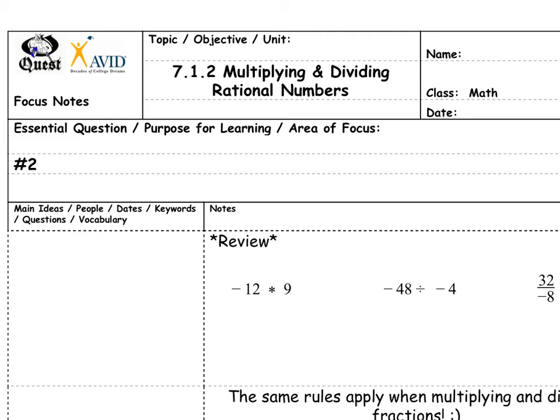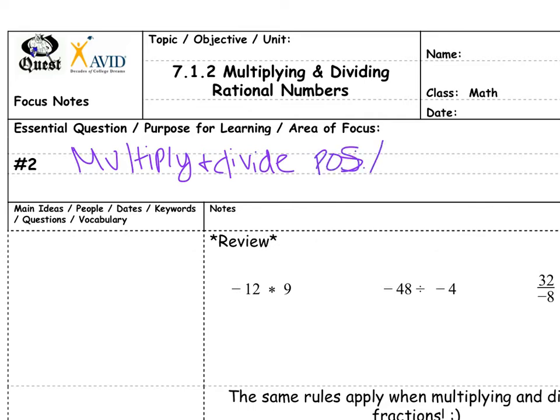Hi, 7th graders. Today we're going to be talking about multiplying and dividing rational numbers. Specifically, for your essential question, you're going to write, I can multiply and divide positive, I'm going to abbreviate, and negative fractions. Sorry, that looks a little crazy.